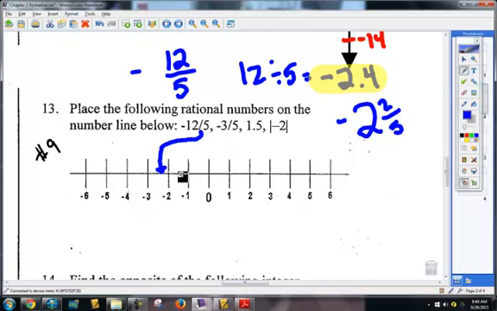You guys all see that? Somewhere in there. It has to be somewhere between 2 and 3, and it has to be closer to 2. I'm sorry, -2. Everybody got that? Okay. -3/5. I know that's going to be somewhere between 0 and -1, but make sure yours is a little bit closer to -1.